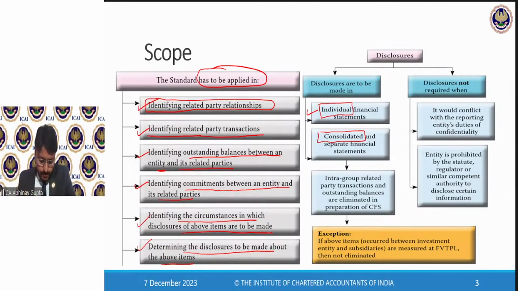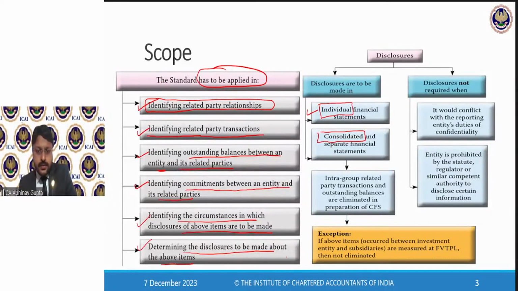Now, as you know, whenever we prepare the consolidated financial statements, all the intra-group transactions and outstanding balances at the reporting date get eliminated. So if there are any transactions between the holding company and the subsidiary company, or any outstanding balances on the reporting date, debtor in one's books, creditor in another's books, all these transactions and balances get eliminated while preparing the consolidated financial statements, right?